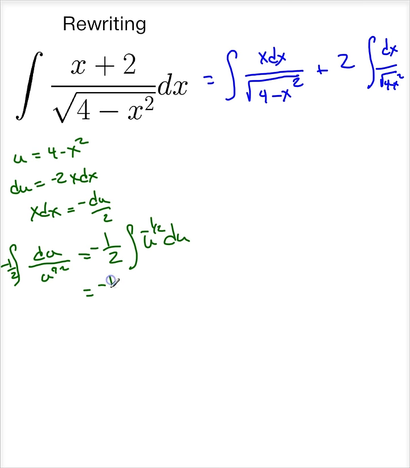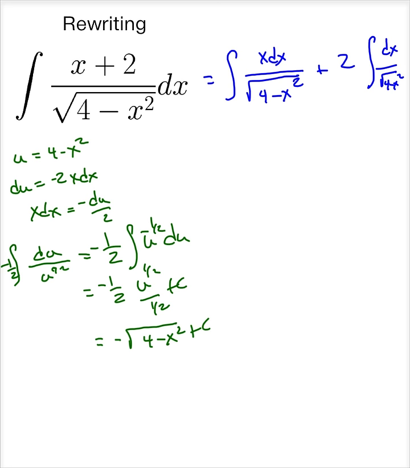Okay, so this is minus 1/2. I raise the power by 1. So this is u to the 1/2 divided by 1/2 plus c. So this first one, those cancel, is minus, and this is going to be the square root of 4 minus x squared. So this is the first part.